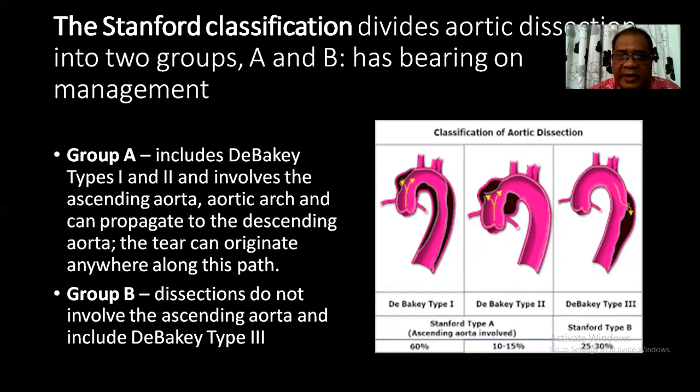This is a straightforward one, the type A and type B, and it has bearing on the management protocol. Group A includes the DeBakey type 1 and 2 and involves the ascending aorta, aortic arch, and can propagate to the descending aorta, and the tear can originate anywhere along the path. So the hallmark feature of group A type aortic dissection is that the ascending aorta is always involved. Group B dissections do not involve the ascending aorta and include the DeBakey type 3.